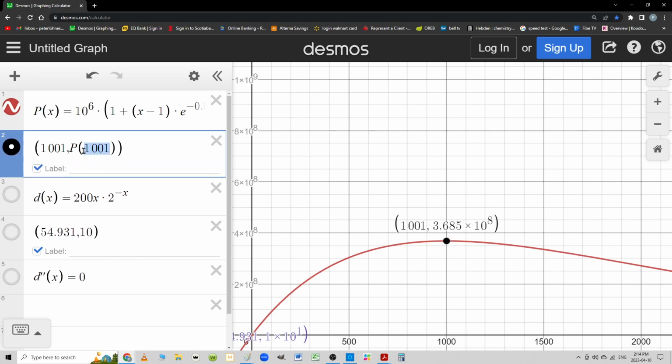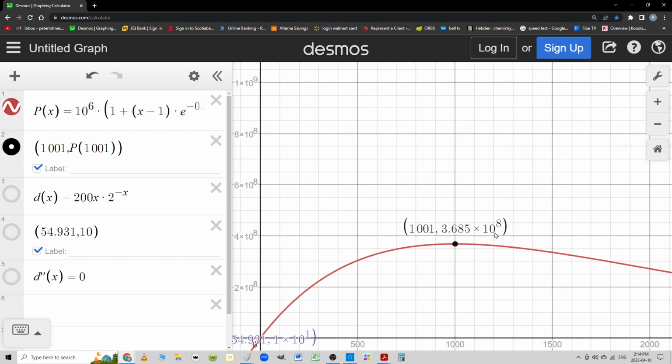And sometimes the question will ask you, what is the max profit? And you should put 1001 into the original equation. And we discover the max profit is 3.6 times 10 to the 8. 10 to the 6 is a million, so this is $368.5 million when you sell 1001 units.